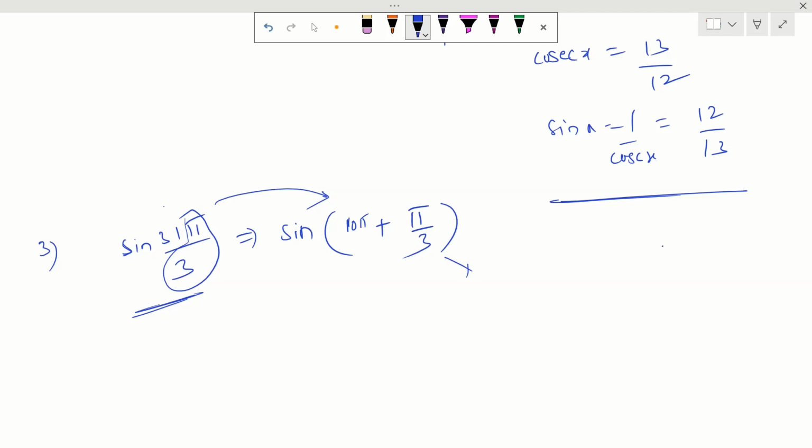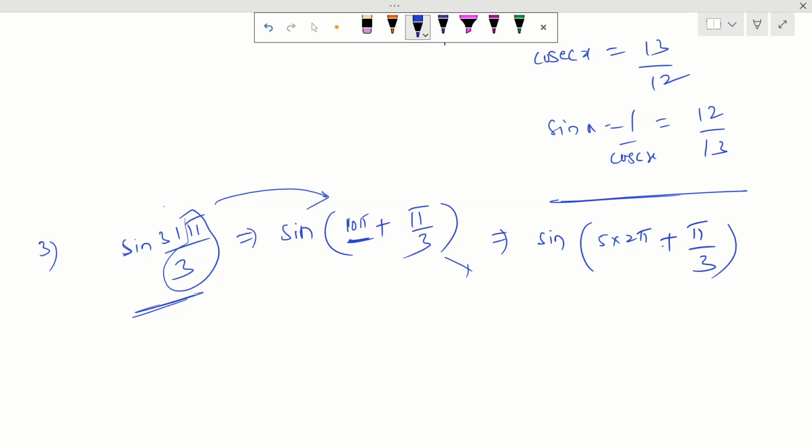Okay, this is in which form? So this is in sine. We can write this one as sine of 10 pi. How can I write 10 pi? So 5 into 2 pi. So 5 into 2 pi plus pi by 3. I can write it like this, right?